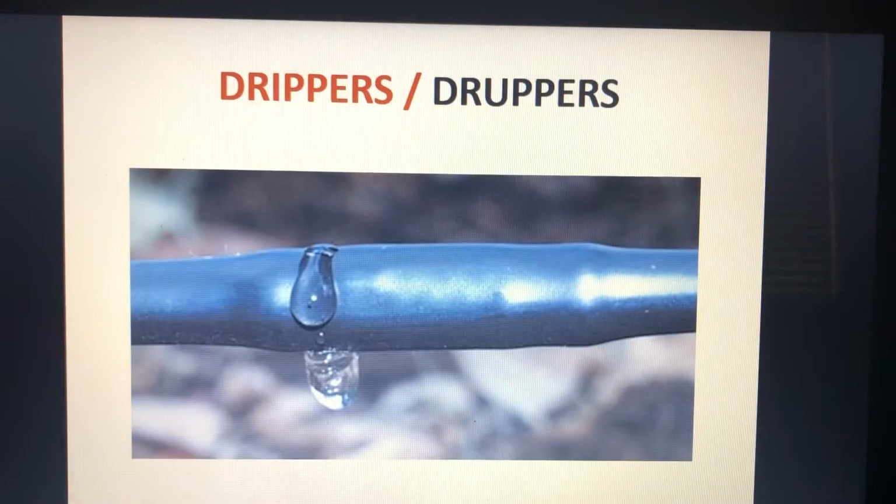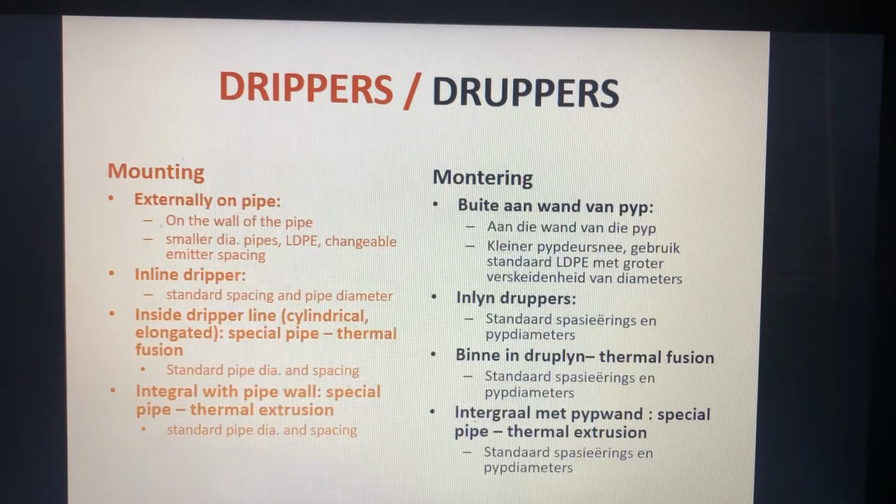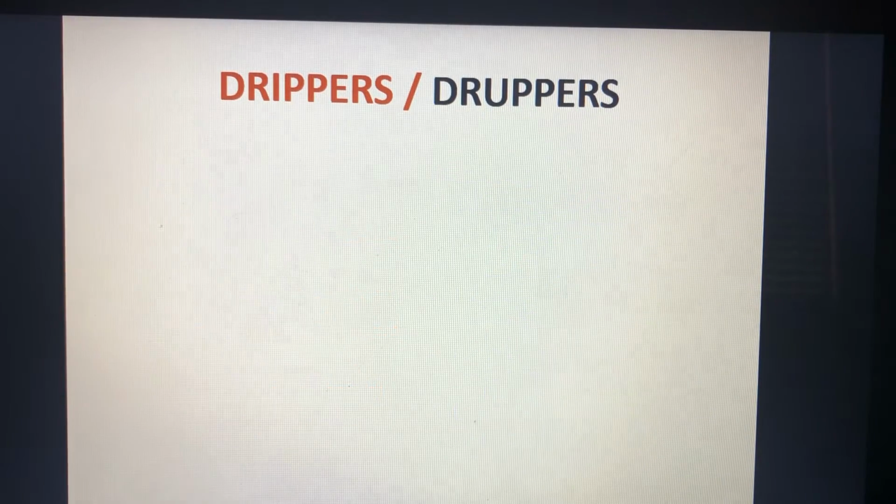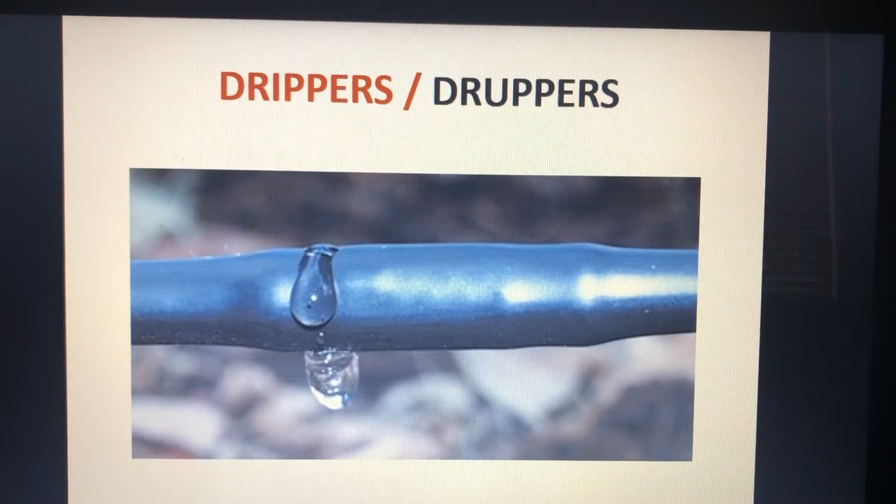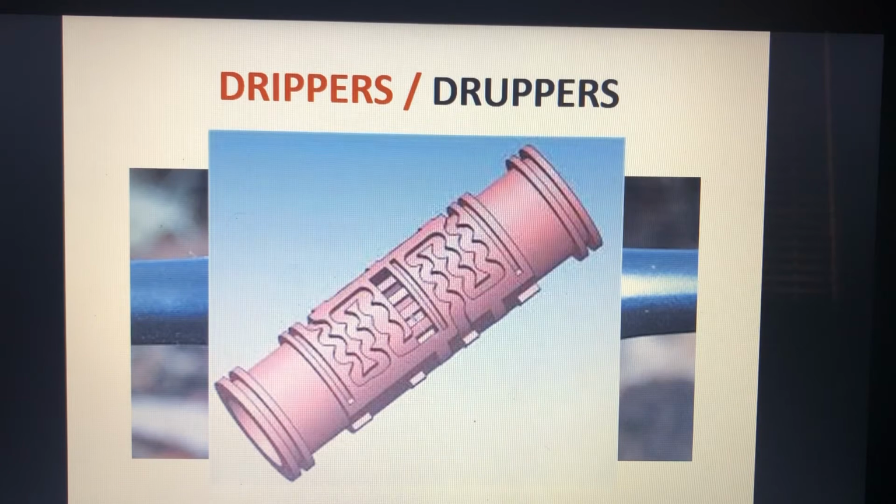So to show you pictures, this is your third category. So this is inside the dripper line. As you can see, it's a metal mechanism that sits inside the physical line. This one is the exact same thing. It's just a picture of how it looks inside of that mechanism.